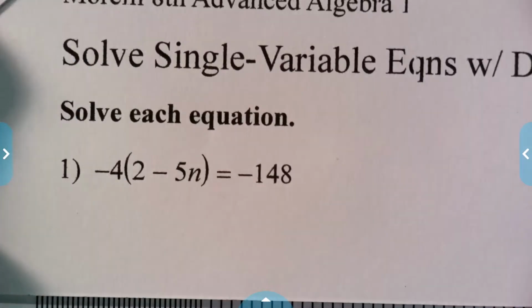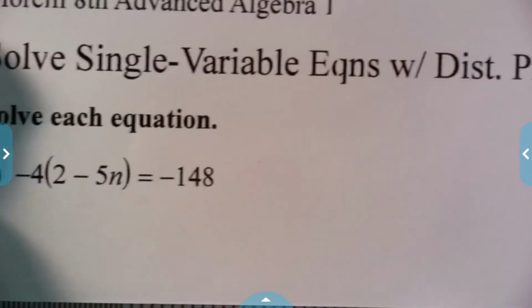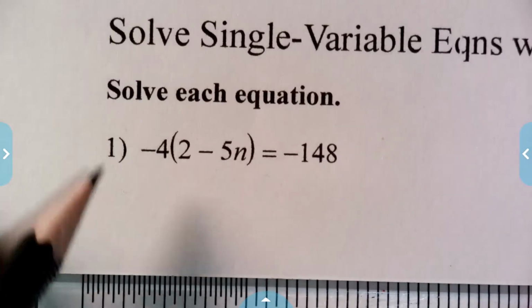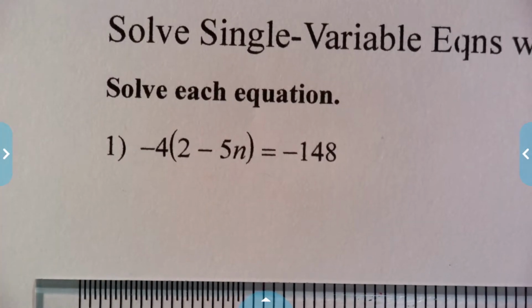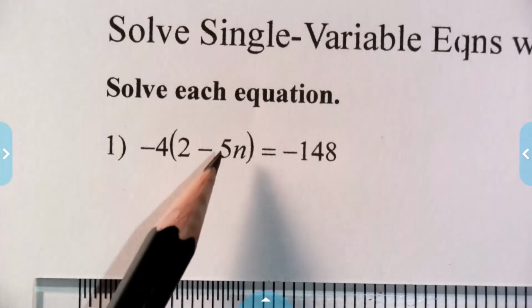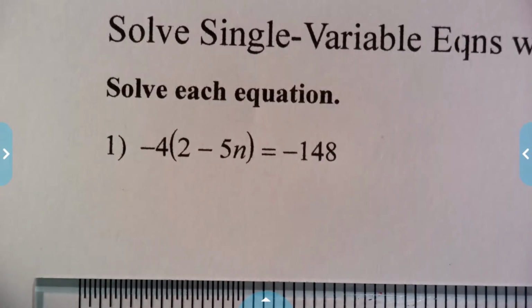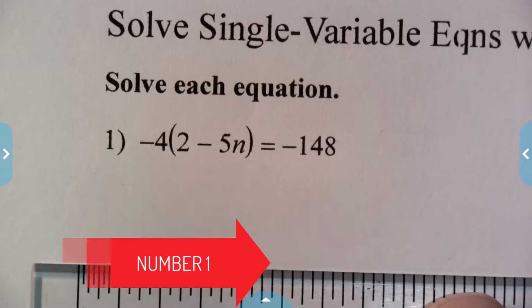With the solving single variable equations with the distributive property. In a previous exercise, we just simplified expressions using the distributive property, but this time we're actually going to solve it. We're going to come up with an answer. For example, in number 1, eventually n is going to equal some number. But the rules for distribution are the same.